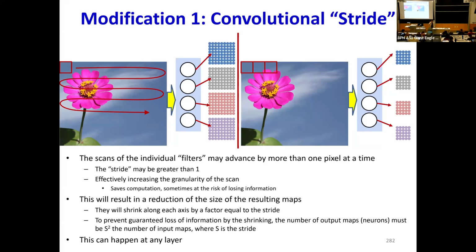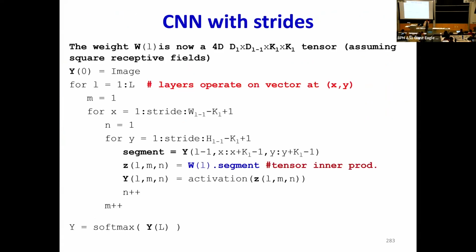If you move forward by one position at a time, the output is going to be pretty much the same size as the input, modulo some edge effects. If you're moving forward two positions at a time, the output is going to be half the size. So the stride affects the output size, right? And you can have any stride at any layer. These end up being design choices. So in a CNN with strides, instead of scanning one step at a time, you're scanning with a stride, right?